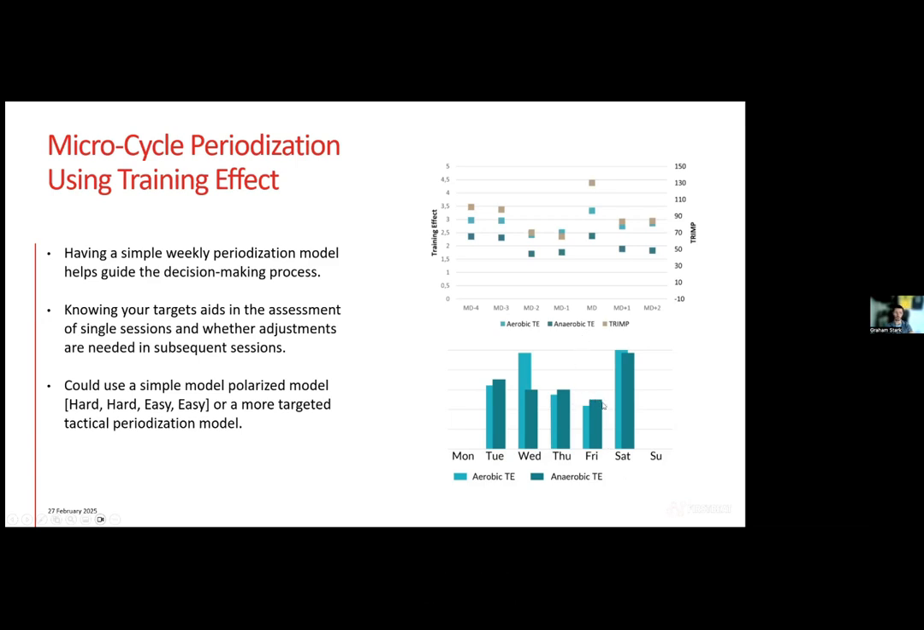But even if you're just using a really simple polarized type model where you want two hard sessions and two easy sessions, using training effect makes it super easy because you can see live, have we reached the level that we want to? So you might define that on a Tuesday you want your players to reach a 4. Then on a Friday, the day before a game, you don't want them going above a 2.5. Just throwing slightly random figures out there, so don't necessarily take those as what you should be using.